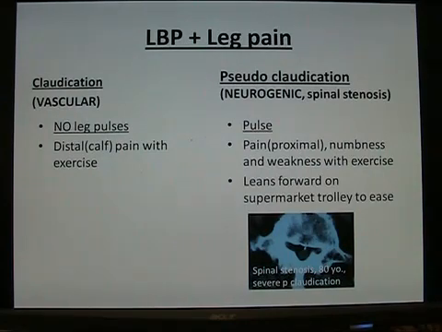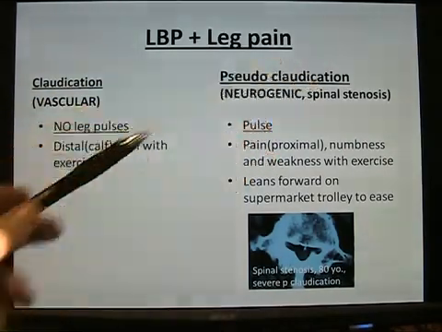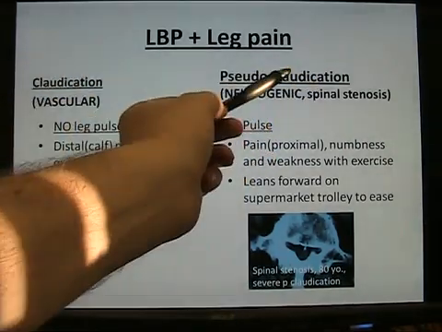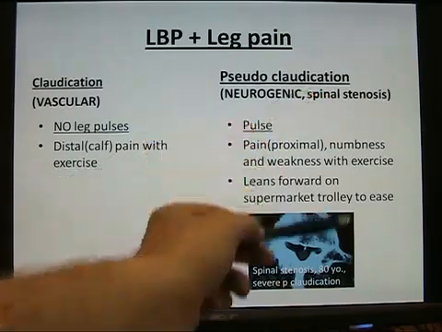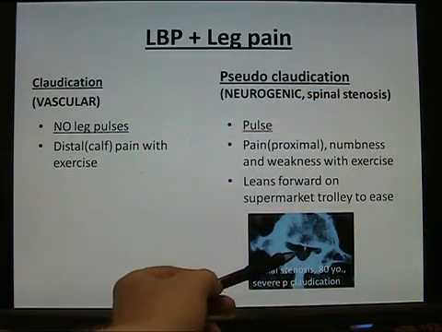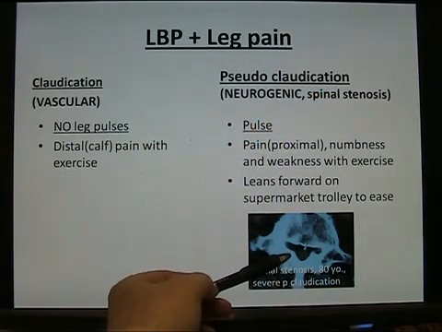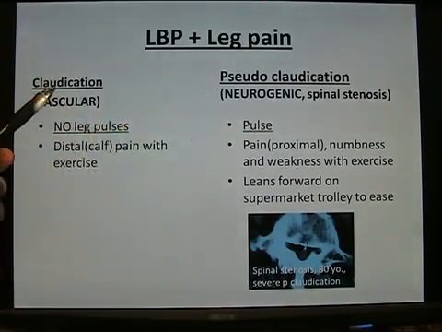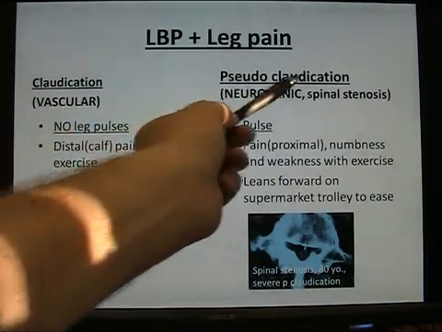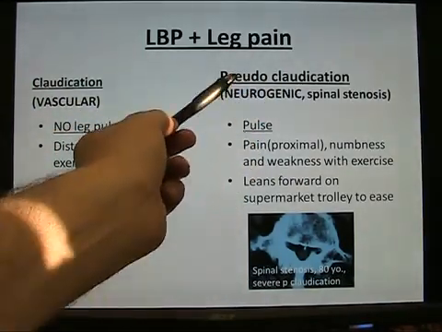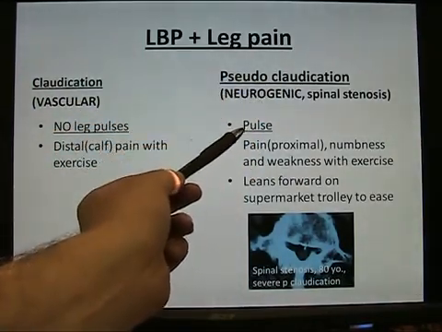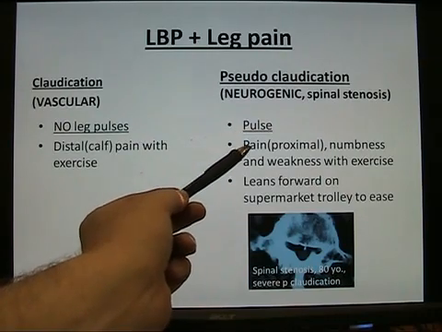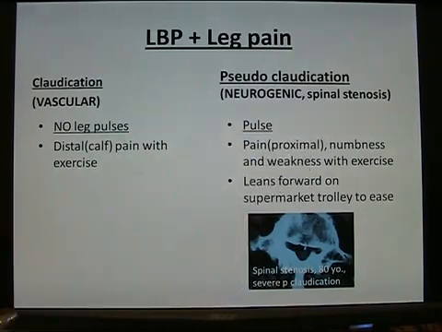Okay, some other aspects of HNP. You need to know about claudication and pseudoclaudication. Pseudoclaudication is from spinal stenosis. The canal narrows because of the arthritis associated with loss of disc space height. However, the difference from claudication, which is vascular, and pseudoclaudication, which is neurogenic, is that in pseudoclaudication there's a pulse because it's not related to the vascular system. Pain, numbness and weakness with exercise.